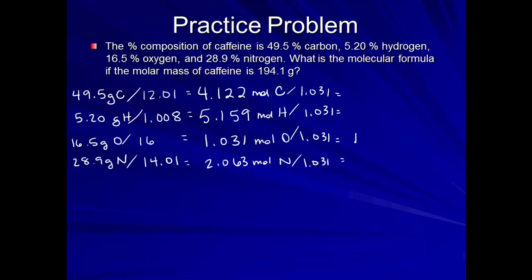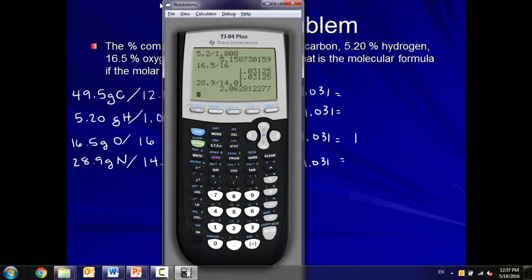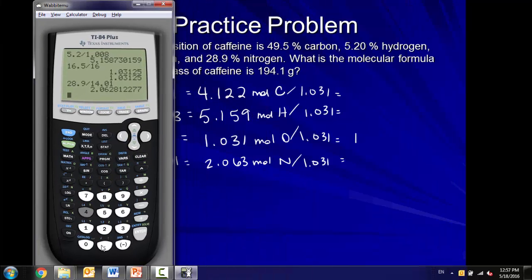So oxygen, of course, ends up being 1. Let's see. Carbon is 4.122 divided by 1.031. 3.998. That is close enough to call it 4.